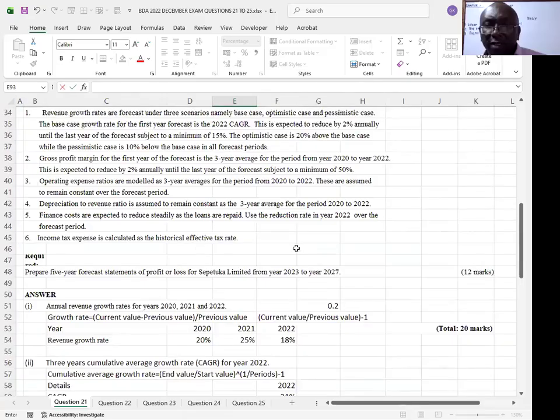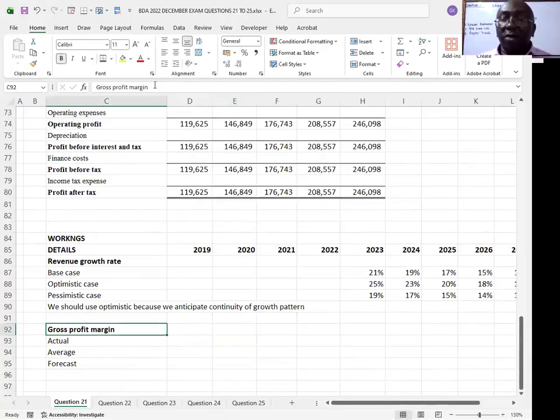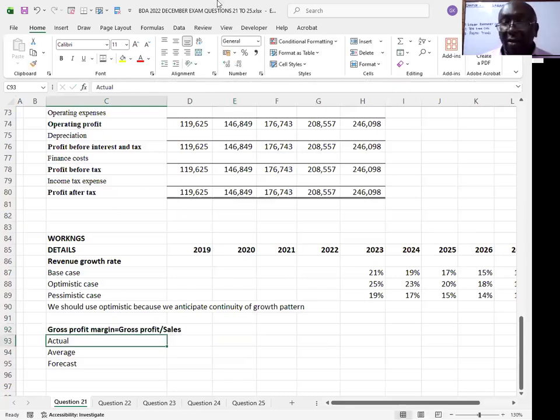Are they talking of the growth rate? Actually, it's not even growth rate. The gross profit margin for the first year of the forecast. Sure, it's not the growth rate. So it is the margin, which equals, I can come here and modify that. Let me specify, it is the gross profit, you divide by sales. Yeah, I think that is what we should do.